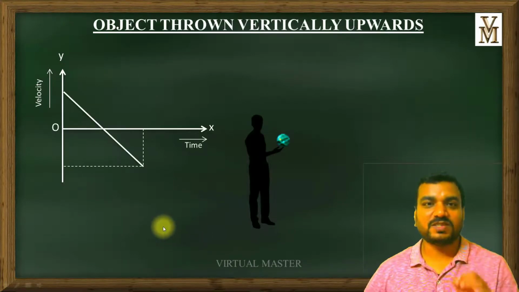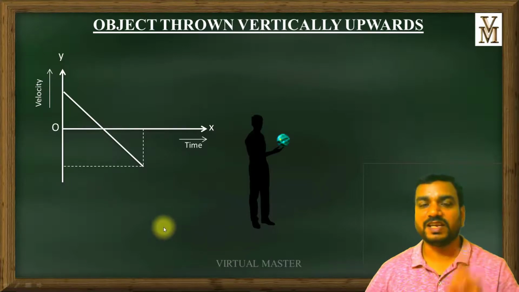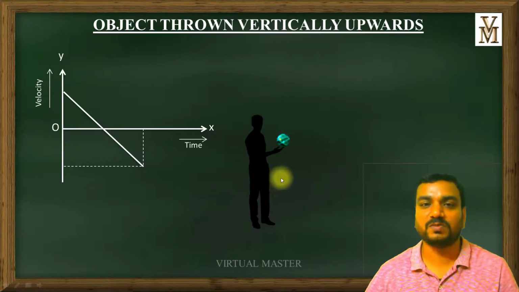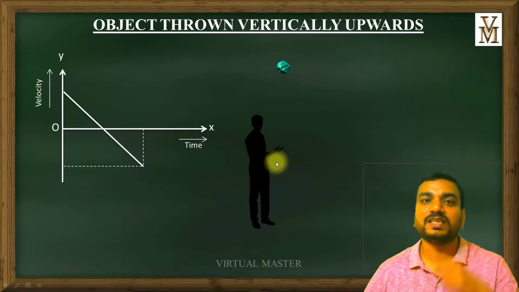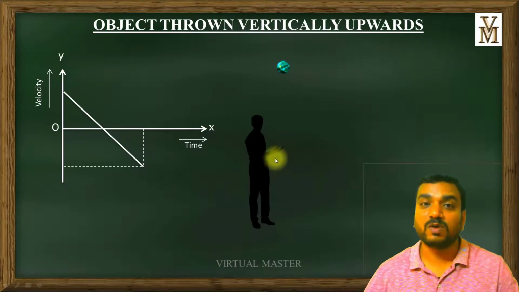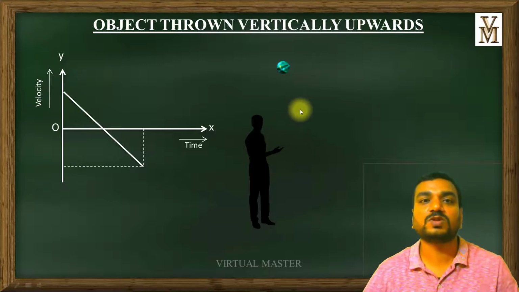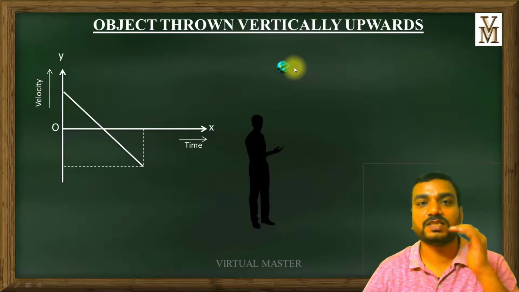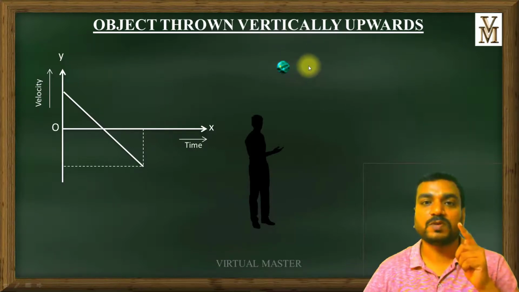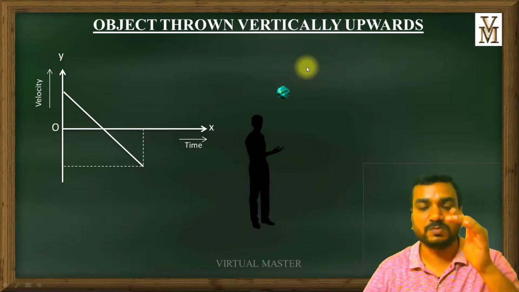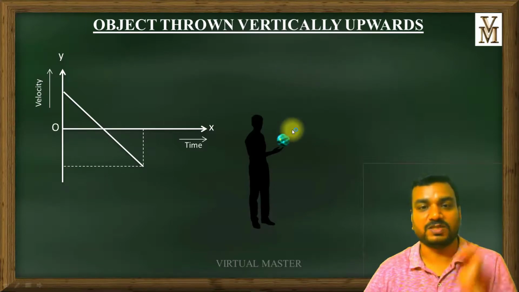Now let us discuss the velocity time graph of the object when it is thrown vertically upwards. To understand this better, let us take one example. Let us consider a person is throwing a ball vertically upwards. Initially the velocity will be high. As the ball moves to the top, the velocity goes on decreasing, and when the ball reaches the top position, the velocity will be 0. From the top position, the ball comes back to the original position with increasing velocity.